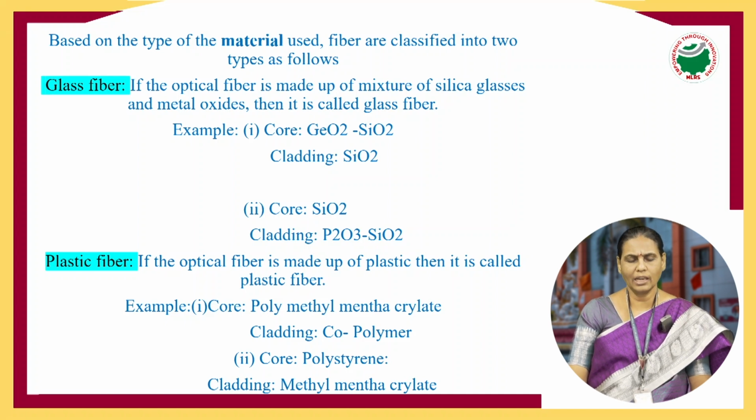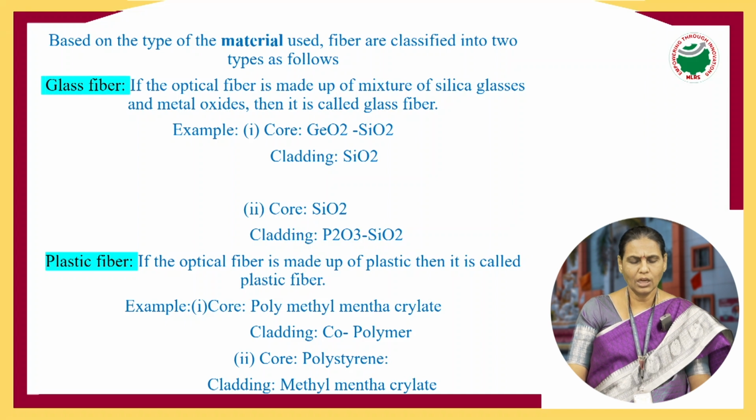Based on the type of material, I told you glass and plastic. If the optical fiber is made up of a mixture of silica glasses and metal oxides, then it is called a glass fiber. In the manufacturing process, if silica glasses and metal oxides are combined, we call that type of optical fiber a glass optical fiber. Example, germanium oxide mixed with silicon dioxide. That is, the core is prepared using this material, whereas the cladding is prepared using silicon oxide. That type of fiber we call a glass optical fiber.